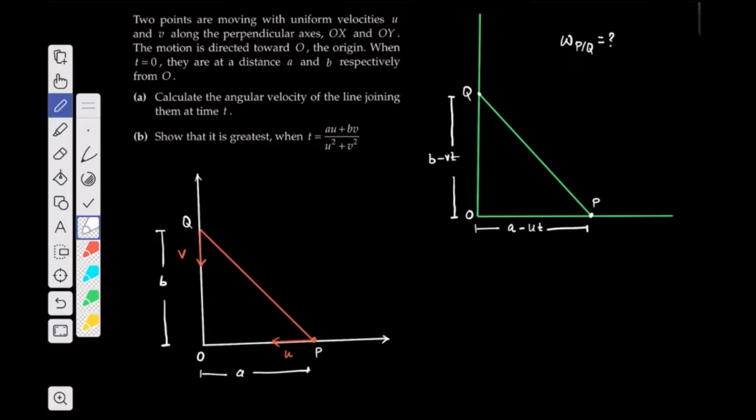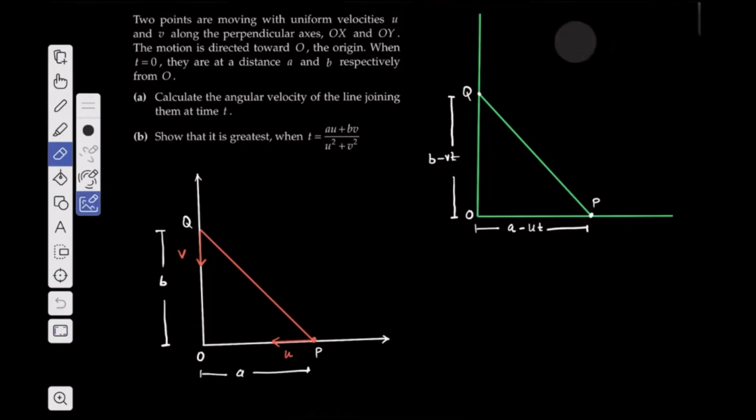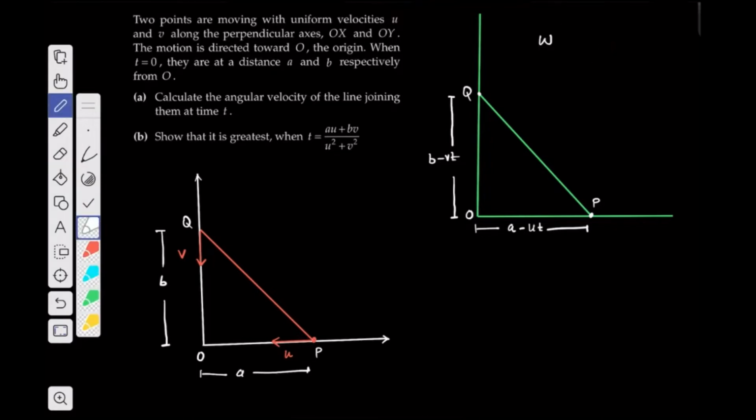Any idea? I have to find the angular velocity of one with respect to the other one. Suppose I have to find the angular velocity of Q with respect to P. That is what we have seen in the last class, that if I give you two particles moving with some velocities, what do you do? Is this class or doubt, sir? Class only. I am discussing the homework question.